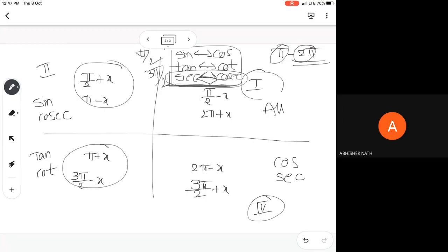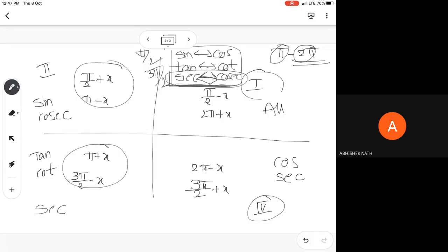Did you get my point? Yes, sir. Sir, if we have pi or multiples of pi, then there will be no change. And if we have pi by 2 or 3 pi by 2, then there will be a change. How will it change? Sine changes to cosine, cosine to sine. Tan to cot, cot to tan. Secant to cosec, cosec to secant. That's why I kept the both-side arrow mark. It goes there, it goes here.